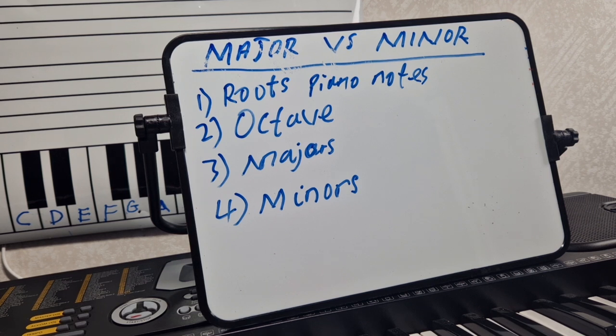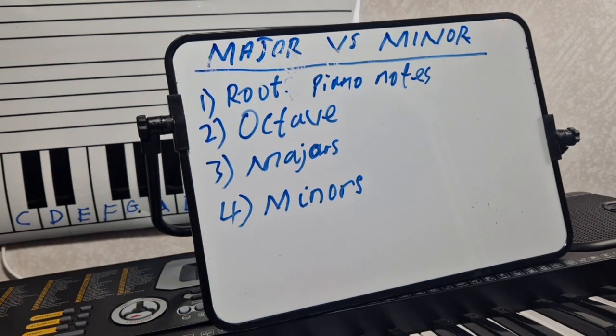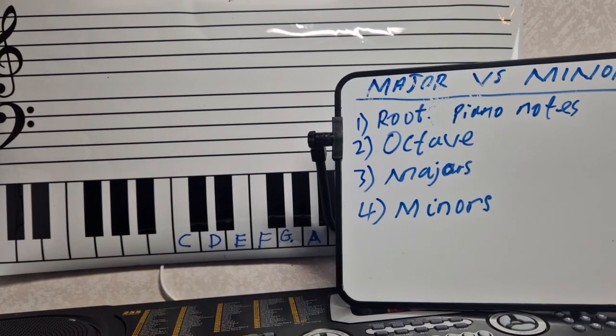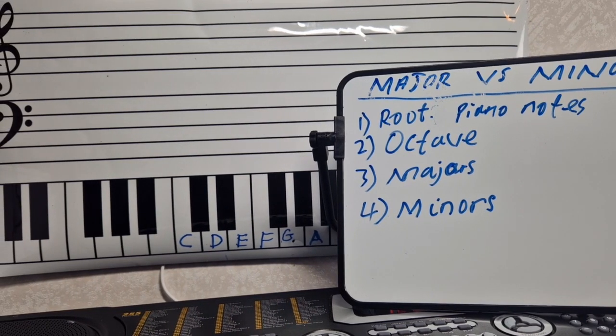Now, to begin with, what are root piano notes? Let's dive straight away. So, there are 24 major and minor scales commonly used in Western music, all composed of 7 distinct notes and arranged from 12 notes of the octave.